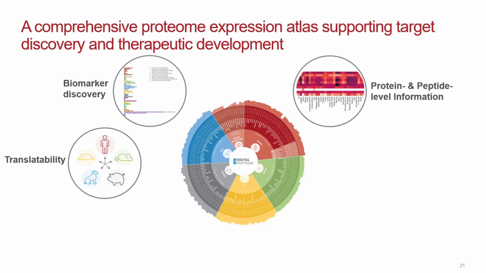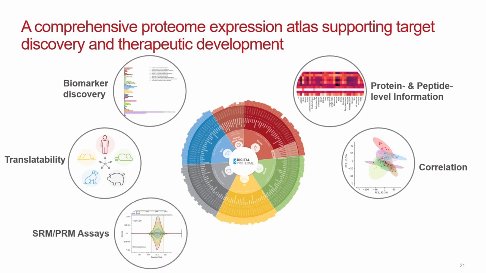On the DIA dataset, this actually gives us protein and peptide level information. Further, it shows us correlation, so you can do evaluation, you can get correlation among tissues and species, which is super cool to do.